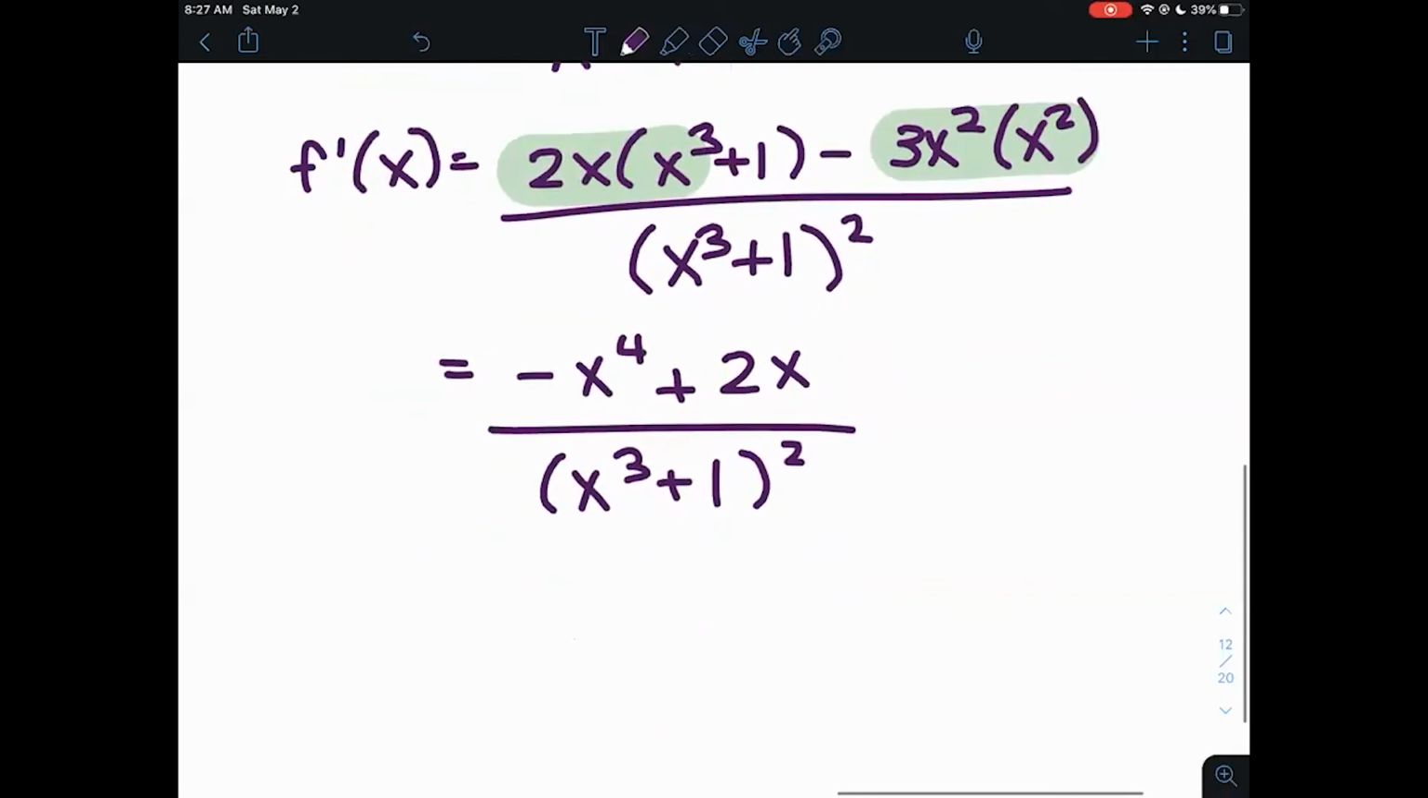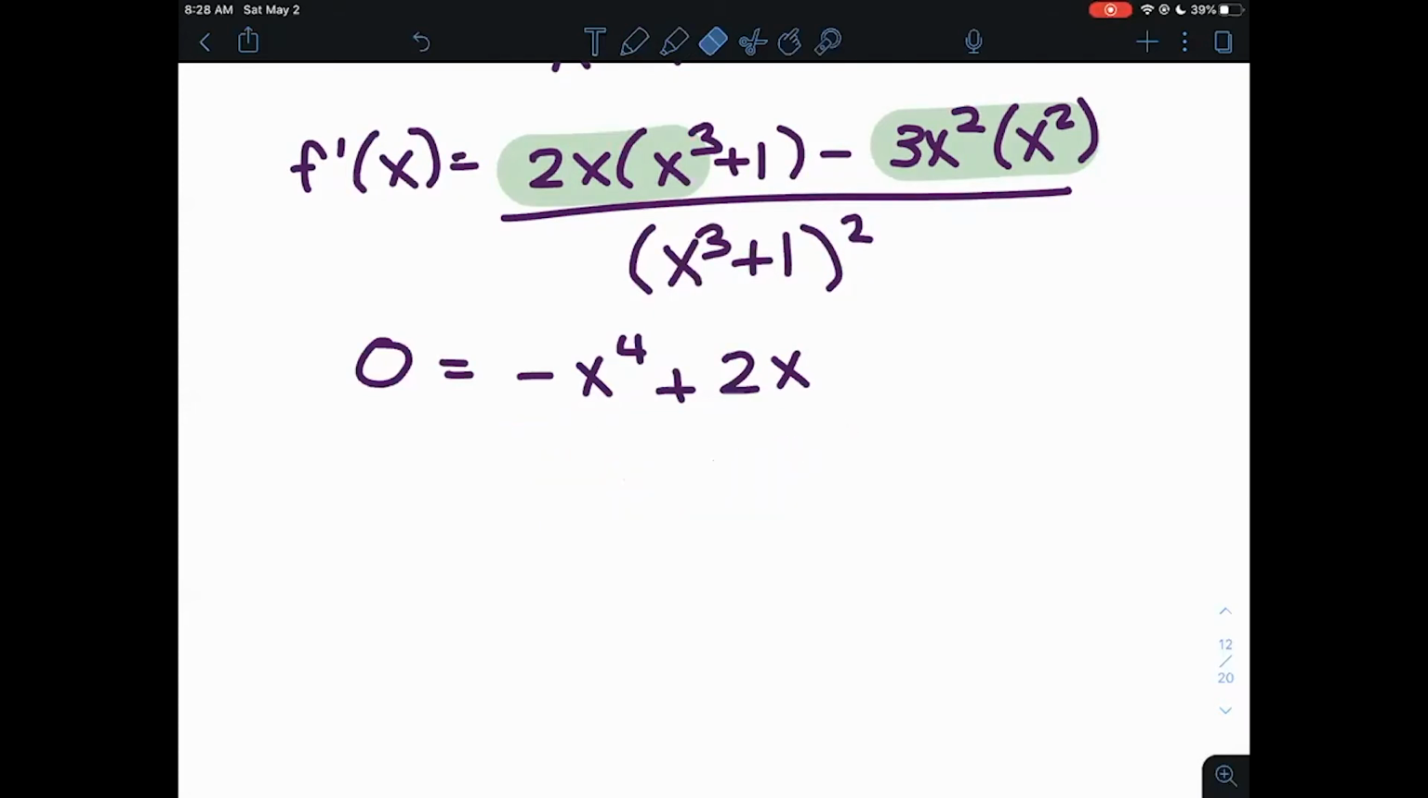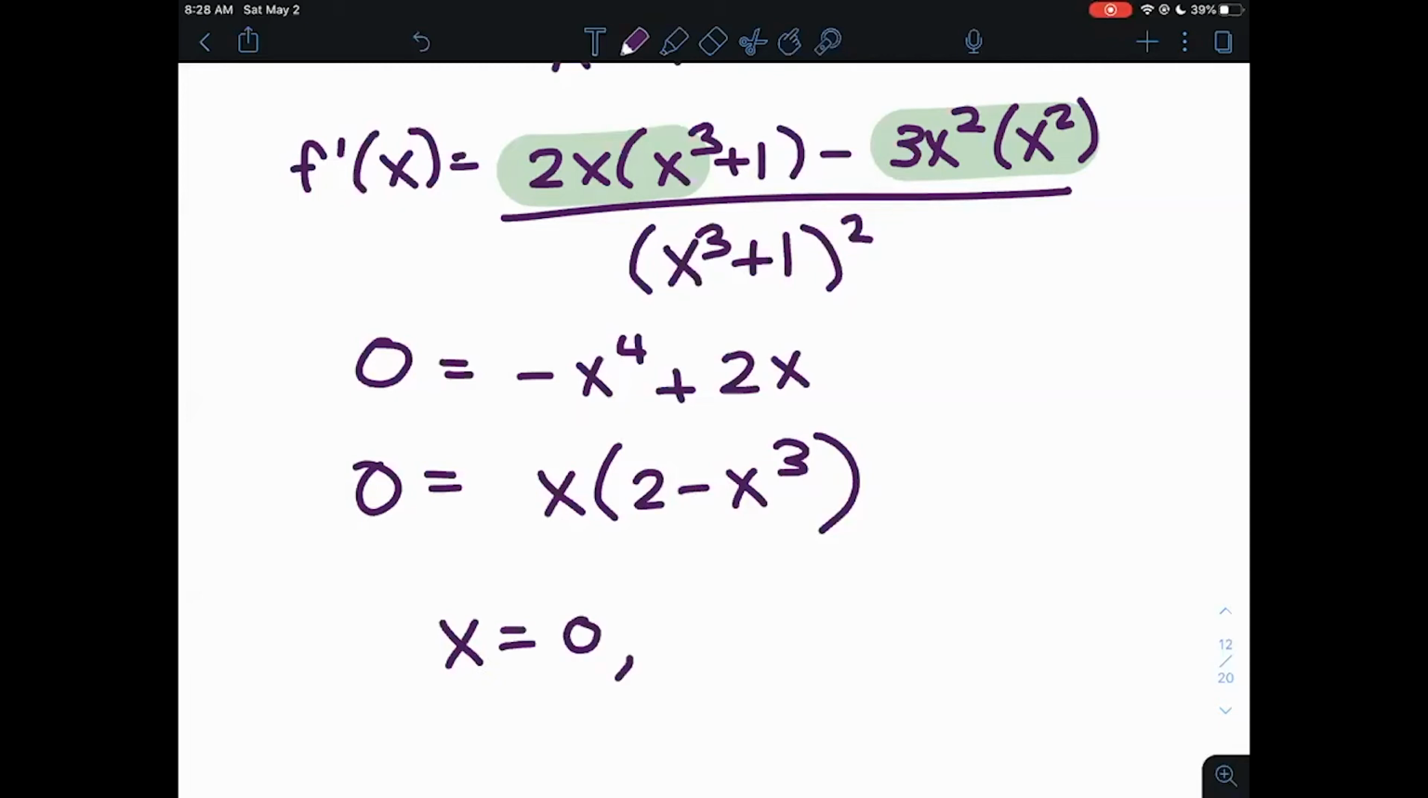And then I need to figure out the critical points here. I need to know, where does this equal 0? If we're looking at this fraction, we need to set this equal to 0. That means our denominator is not going to affect anything. That denominator can't be 0. And I'm going to factor out an x and kind of flip this around. Say that here's my equation. This means that at x equals 0 or at x equals the cube root of 2, I have my critical points.